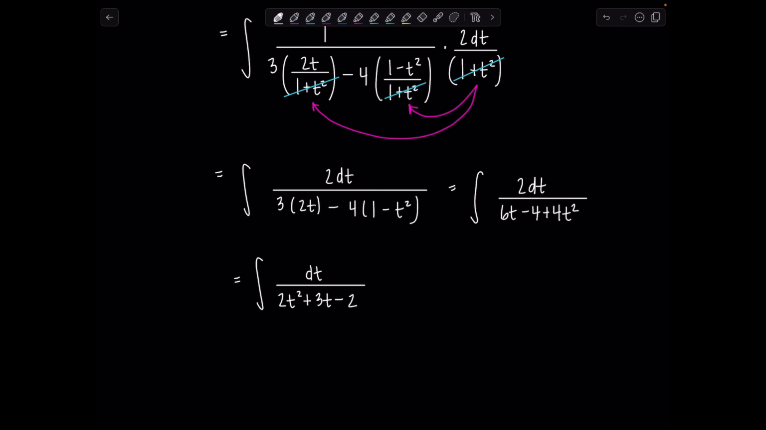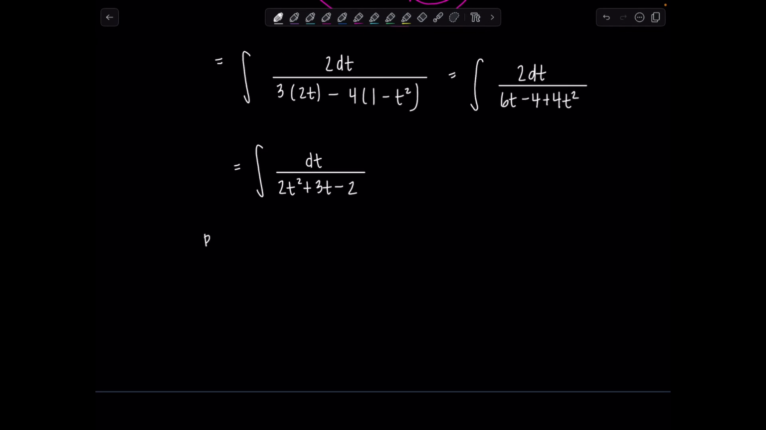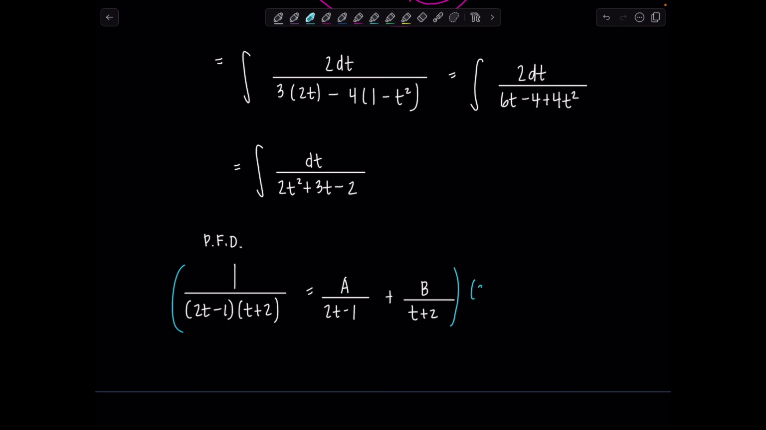Okay, so here's our rational function, very cleaned up, all in terms of t. It's definitely time for partial fraction decomposition. I can see that it factors. Do you? Our integrand is 1 over 2t minus 1 times t plus 2. So the partial fraction decomposition will have the form A over 2t minus 1 plus B over t plus 2. I'm going to multiply through by the LCD, so 2t minus 1, t plus 2.